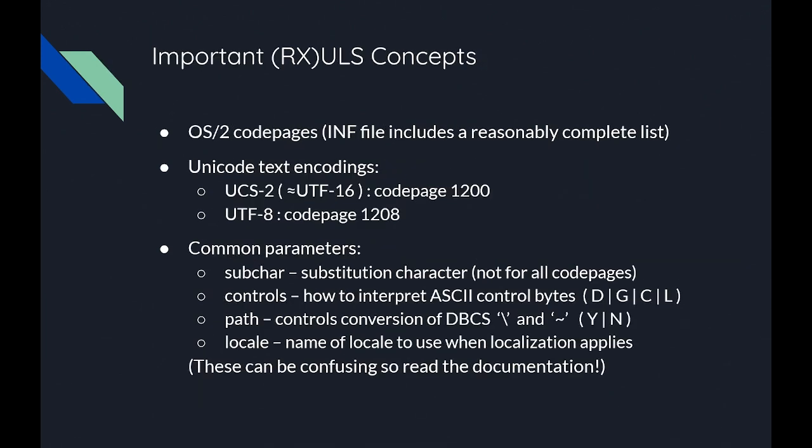So, a brief talk about some important RxULS concepts, which as I said, are kind of necessary. First thing you really need to know is what code pages are relevant to what you're doing. OS2 is based still on code pages. The default code page for US English, and indeed most English versions of ArcaOS nowadays, is 850. It used to be 437. Some people probably still do use 437.